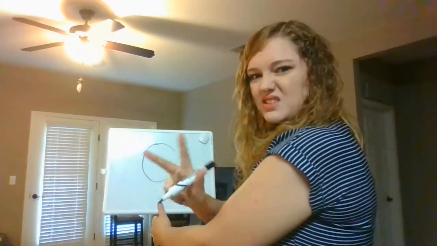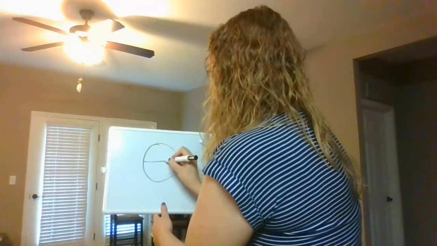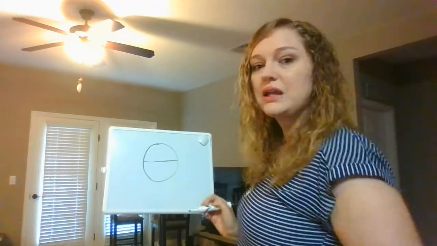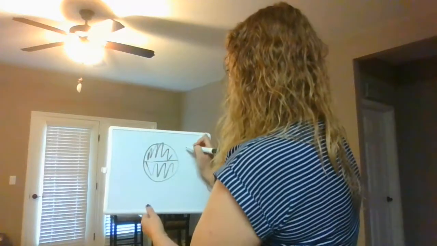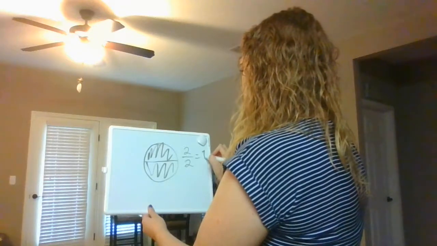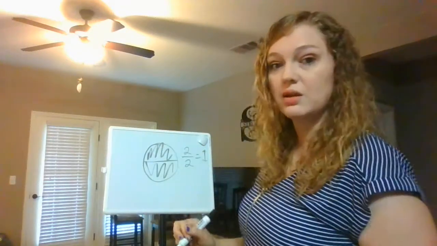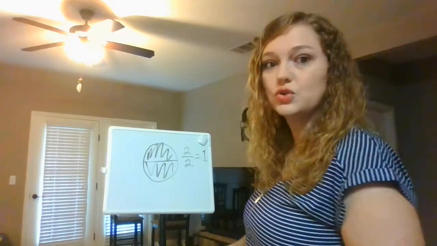So think of like a pizza. If I were to divide this pizza into 2 pieces, it's like a personal size pizza. So I'm just going to split it in half. And if I were to eat both of those pieces, I've eaten 2 of the 2 pieces, which means I ate the whole thing. I cut it in 2 pieces and I ate both, so 2 halves is equal to 1 whole.